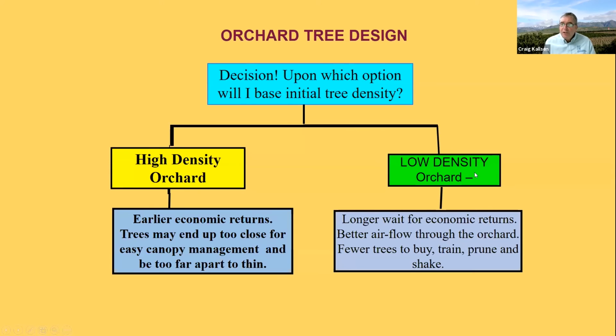And the problem with a low density orchard is a longer wait for economic returns, which can be critical because a lot of times people owe a lot of money to the bank and they like to see a lot of money coming back as quick as they can. But if you do have a low density orchard, that is, the trees are further apart, you get better airflow through the orchard, and you have to buy fewer trees, train fewer trees, prune fewer trees, and shake fewer trees.